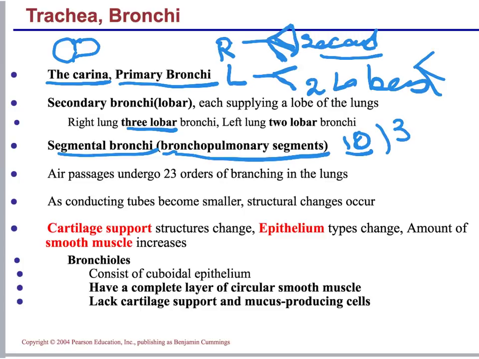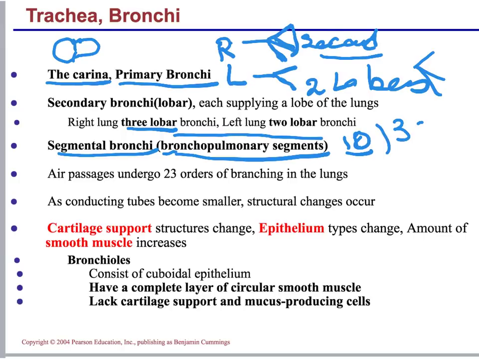Now, the importance of these bronchopulmonary segments is that when there is a problem with one of these segments, a surgeon can remove one segment without damaging the rest of the area. It also prevents the spread of infections, cancer, and so on. So the third division would be the segmental bronchi.